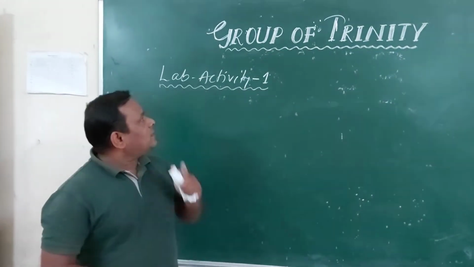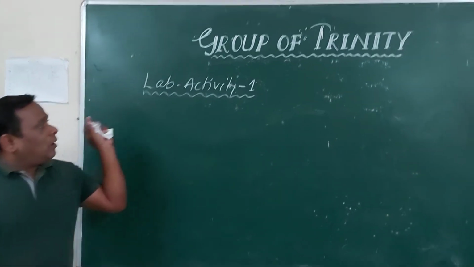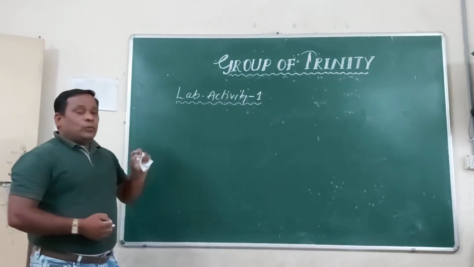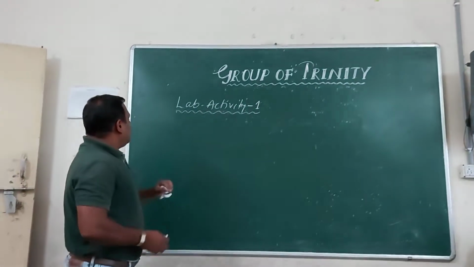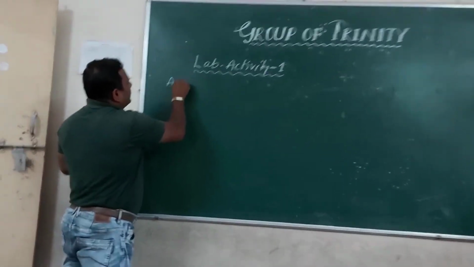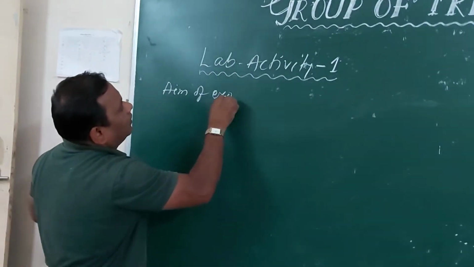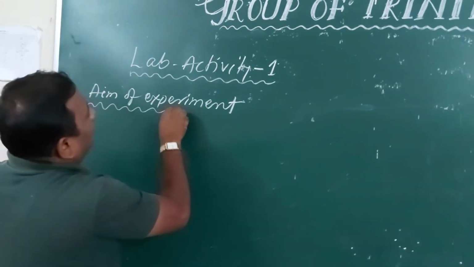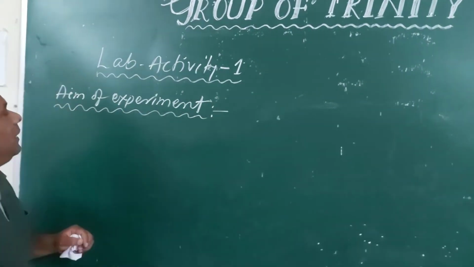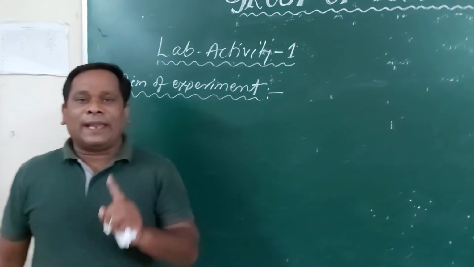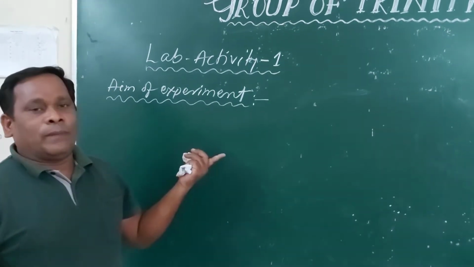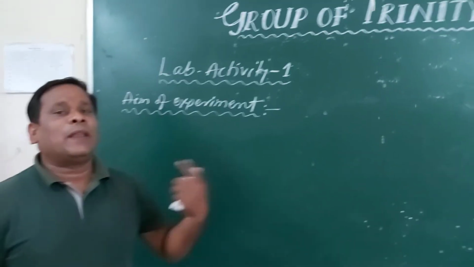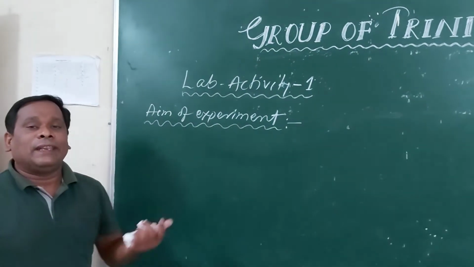So today, children, in this experiment I want to teach you something, and you listen to me carefully. First is the aim of the experiment. Alright. So when you are going to conduct a lab activity, at first, the aim of the experiment. What is the aim of the experiment? What are you going to conduct in the laboratory? Which experiment are you going to conduct in the laboratory?